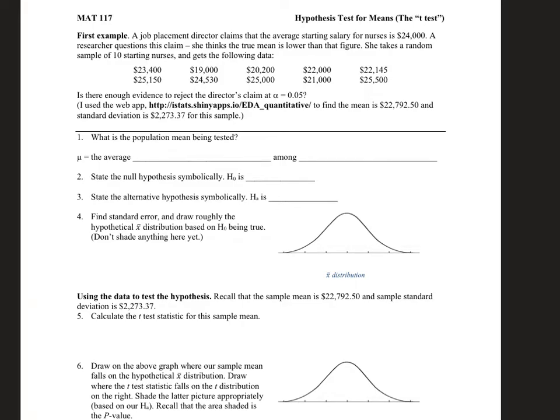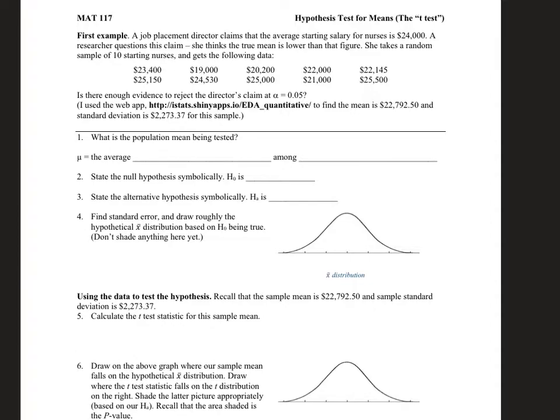Here's our first example of hypothesis testing for population means. Sometimes, for short, this is called doing a t-test. In this first example, we're looking at some data that's collected about salaries, and you see that we've randomly selected 10 salaries to get an idea for what's happening in the population among all nurses.